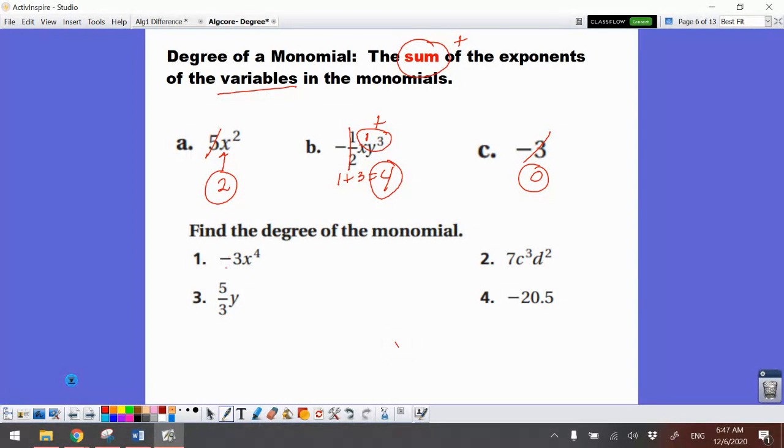All right, let's see how you did. Cross out the negative 3. I have one variable, so the degree is a 4. Cross out the coefficient. This one has a power of 1. That has a degree of 1. Cross out the coefficient. I see I have a 3 and a 2. 3 plus 2 is 5, so the degree is 5. This one has no variables, so it has a degree of 0.